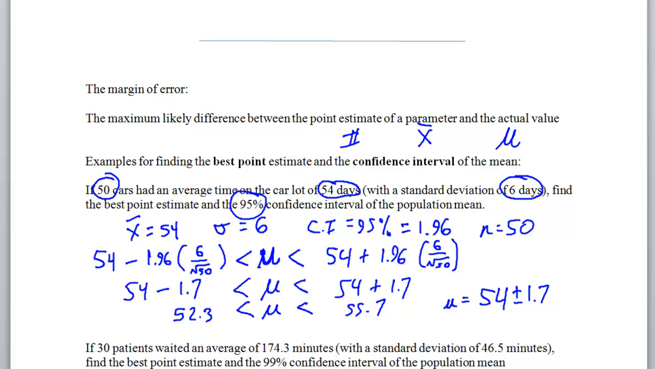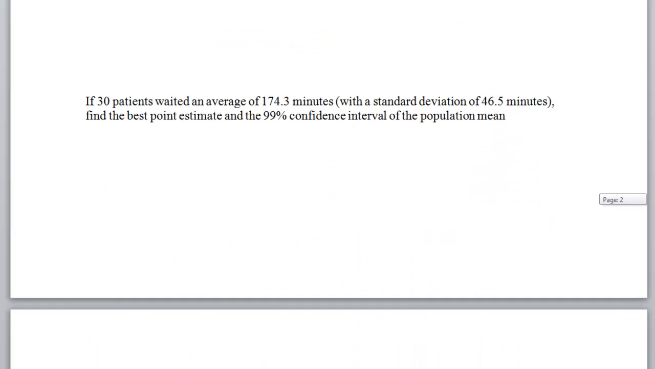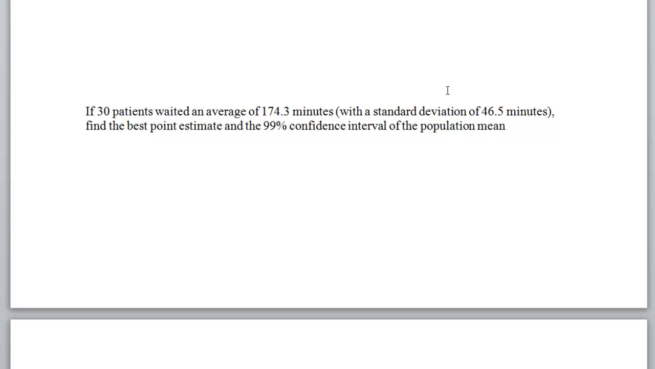I'm now going to move my screen down so it's going to disappear. Alright, this would be a great time to pause the video and try to label all the important things in this problem. For example, our sample average, our standard deviation, our confidence interval, and the sample size, and try to do the problem out.